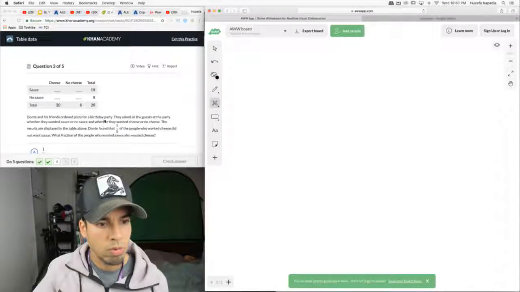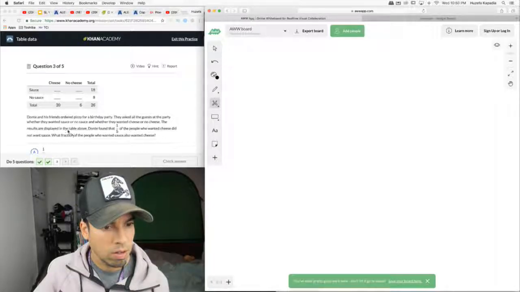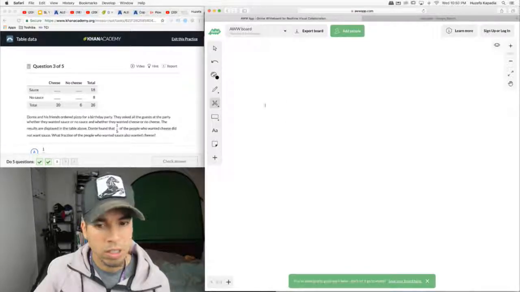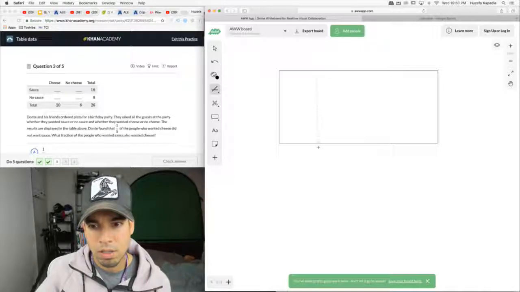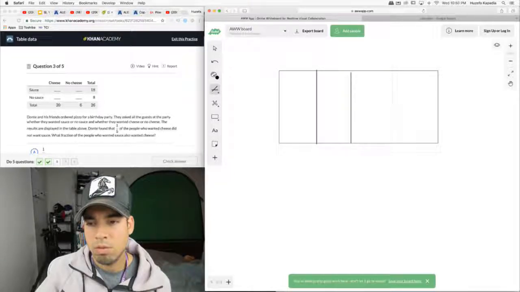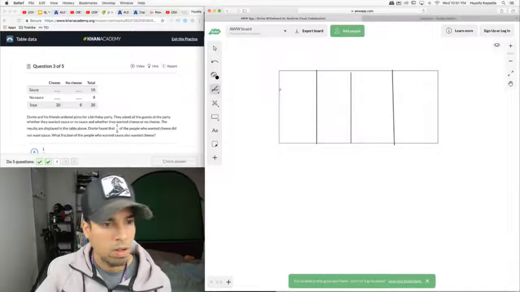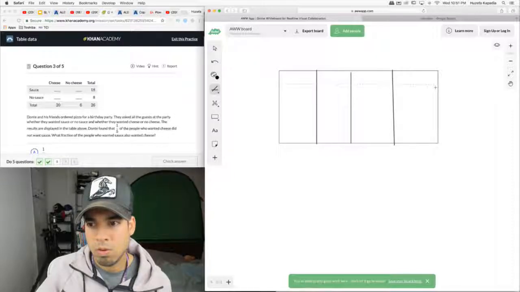Dante and his friends ordered pizza for a birthday. They asked all the guests at the party whether they wanted sauce or no sauce, and whether they wanted cheese or no cheese. The results are displayed in the table above. Dante found that 1/5 of the people who wanted cheese. Let's draw this graph out here. So I'm going to show you why I'm doing this in a second. So let's see, we've got 1, 2, 3, and 4.